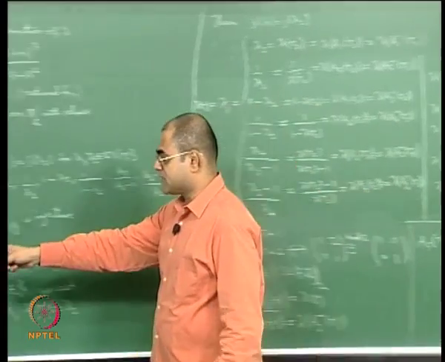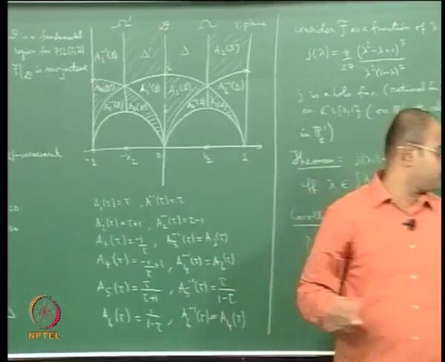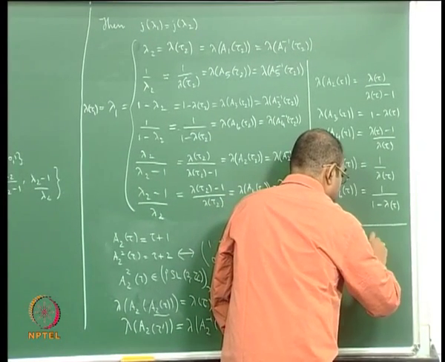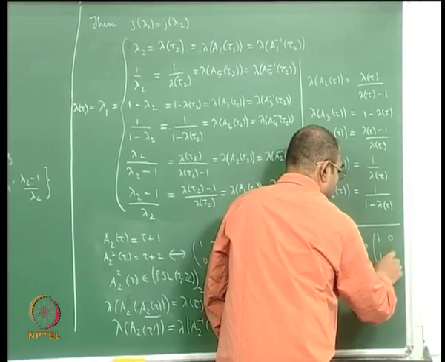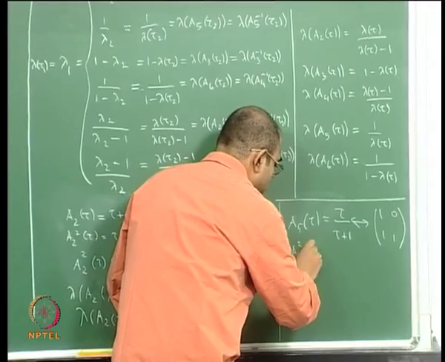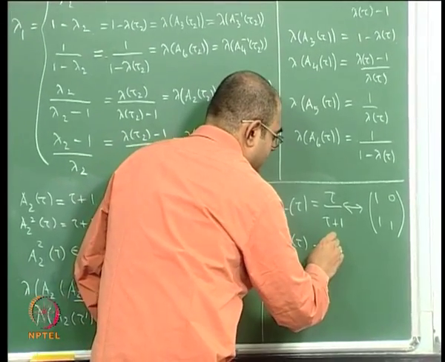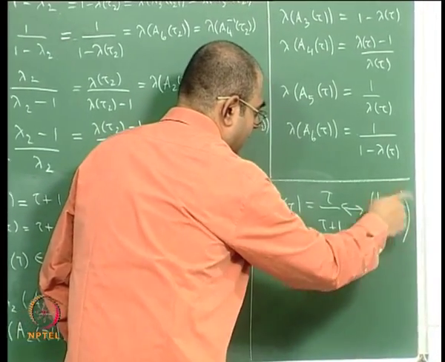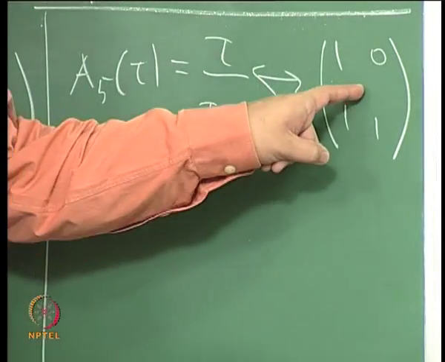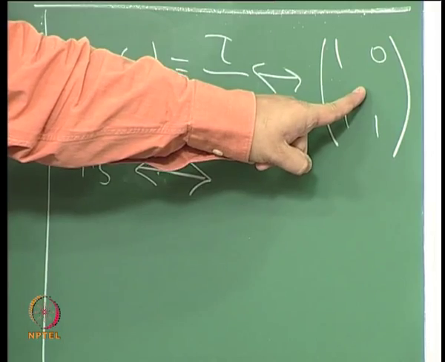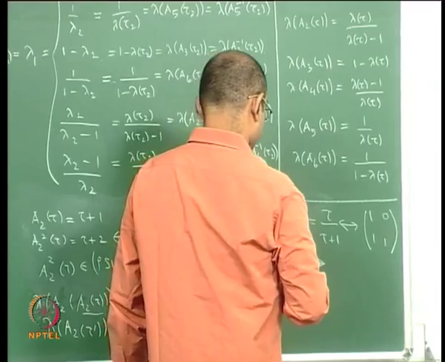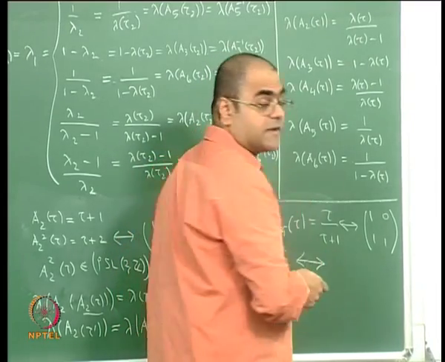is the transformation tau goes to tau plus 1, and that corresponds to the matrix 1 0 1 1. If you take A5 squared, just take the square of this matrix, multiply it with itself and then read it mod 2, you will end up with identity.